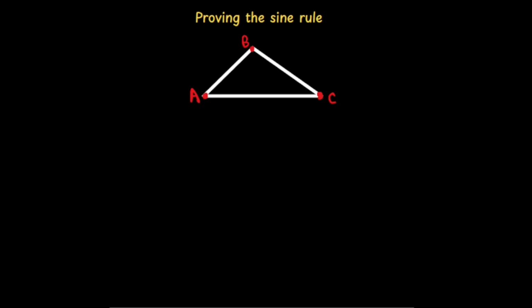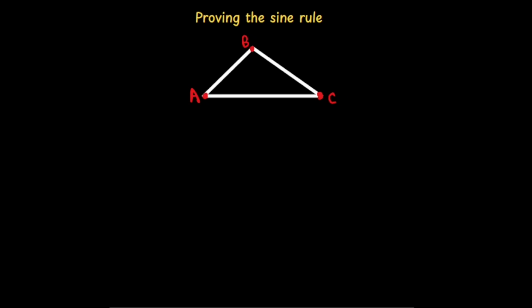In this video, we will be looking at the proof for the sine rule. Now, just like in the proof for the cosine rule, we had a non-right angle triangle and we had to find some way to prove this rule so that we can use it when working with non-right angle triangles.